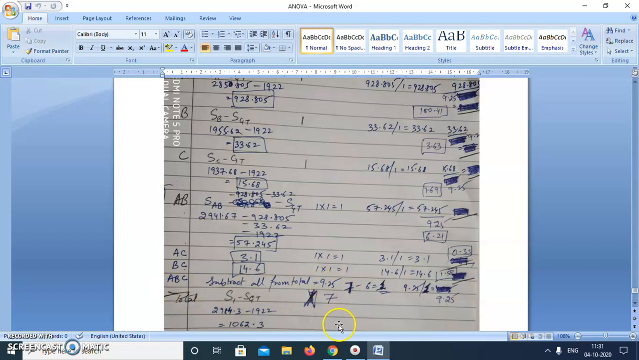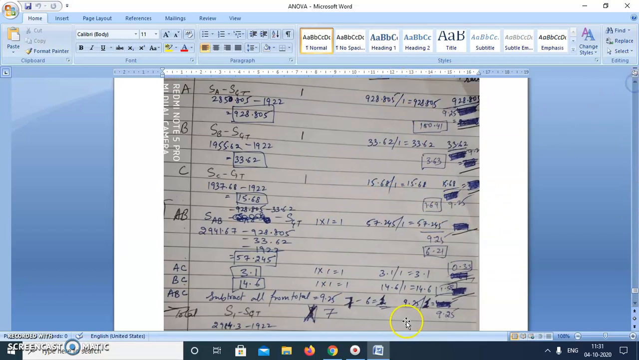Now the degree of freedom, total 8 readings are there, so total degree of freedom is 7, and 2 levels are there, so degree of freedom for ABC will be 1. So sum of squares divided by degree of freedom will get mean square, which will be the same value because all the degrees of freedom are basically 1 only. So now this ABC reading is 9.25 divided by 1, so error will be 9.25.